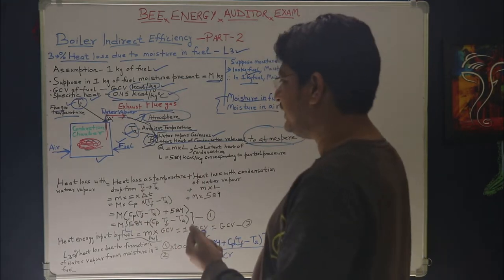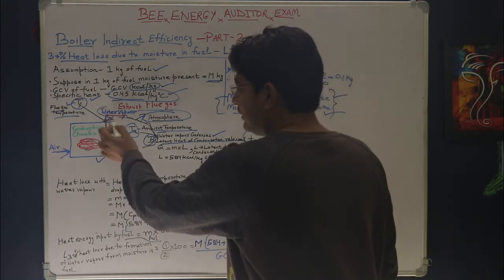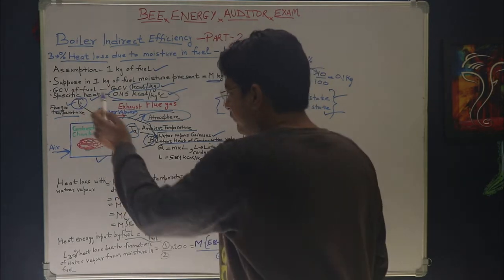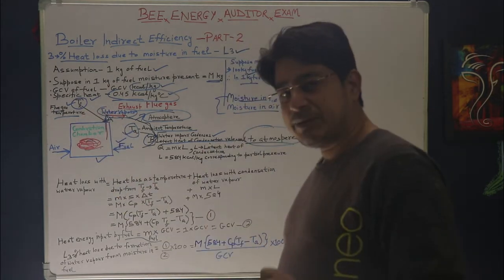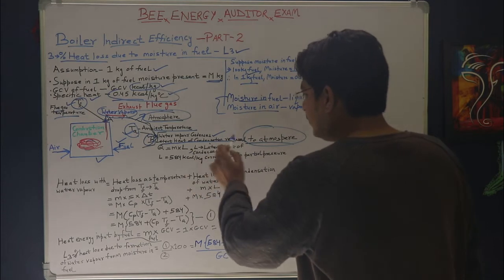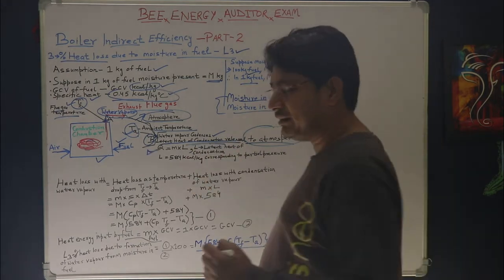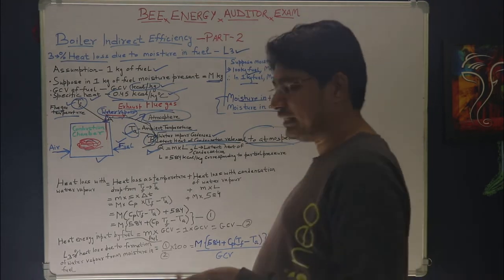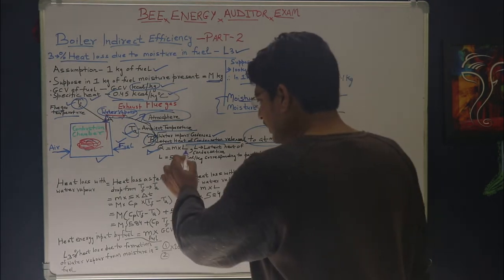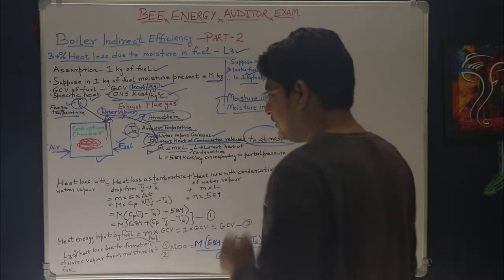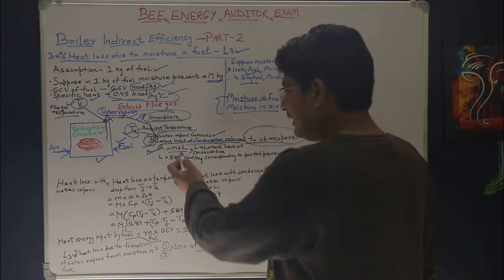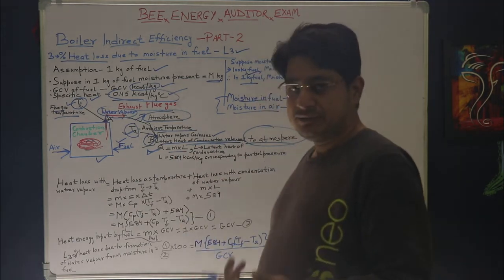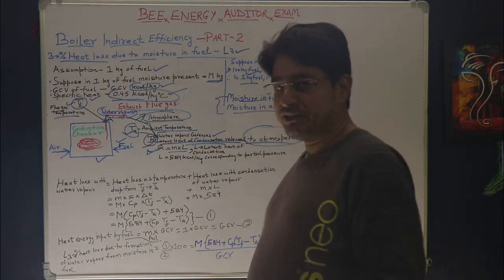The first part of the heat is when the temperature of water vapor is reducing from Tf to Ta, and the second part of the heat is latent heat of condensation. When the phase of the substance is changing, the heat rejected or the heat absorbed is given by the formula m into L, where m is the mass of the substance and L is the latent heat of condensation or the latent heat of vaporization.